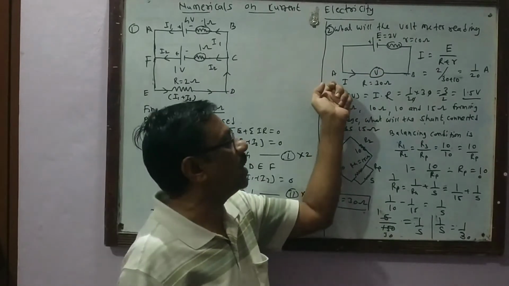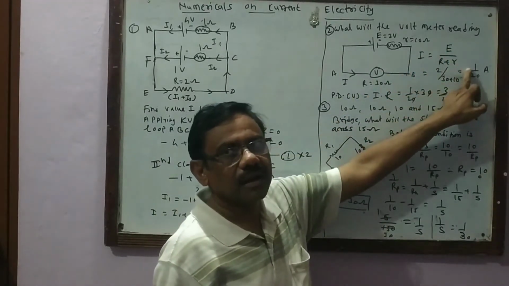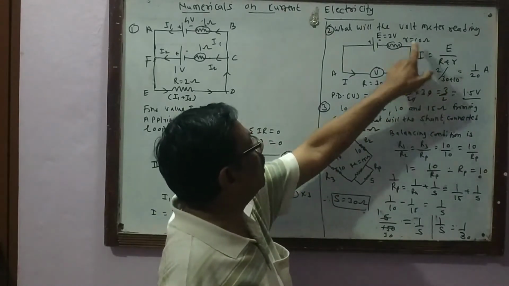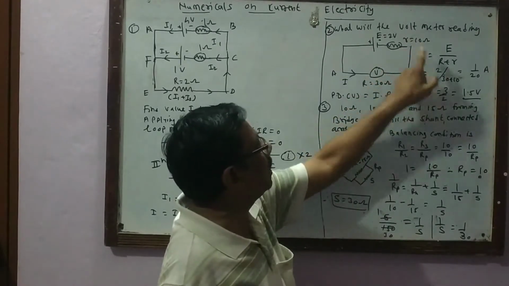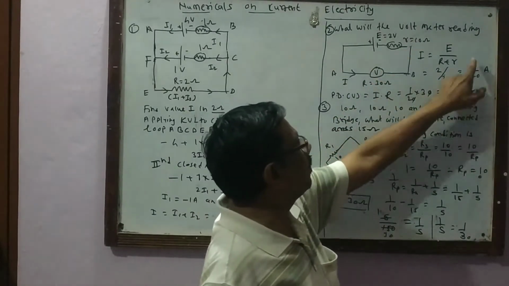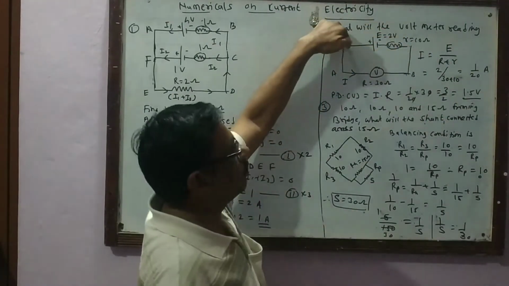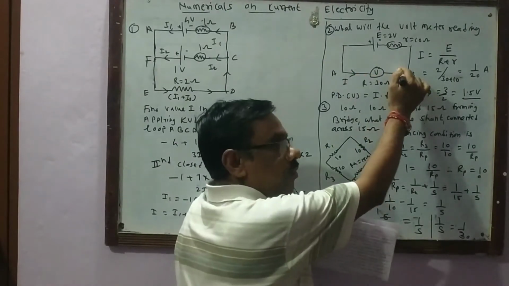Just as we have seen in the last lecture, I is equal to E upon R plus r. Therefore I is equal to 2 upon 30 plus 10, that is 40, and therefore this is 1 upon 20 ampere. This is the current flowing through this loop. Our aim is to find the voltmeter reading.